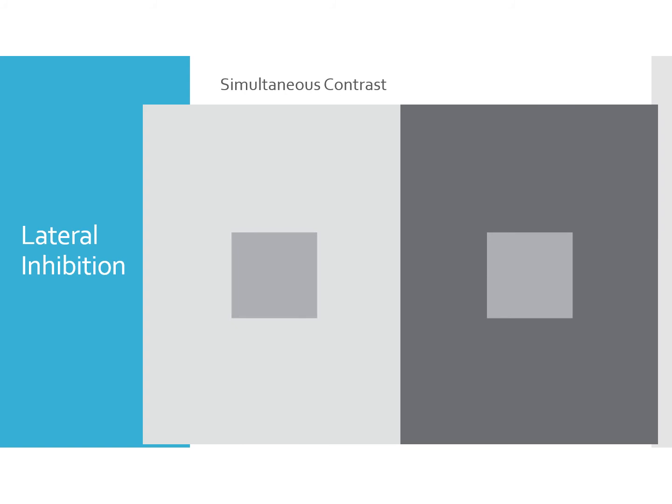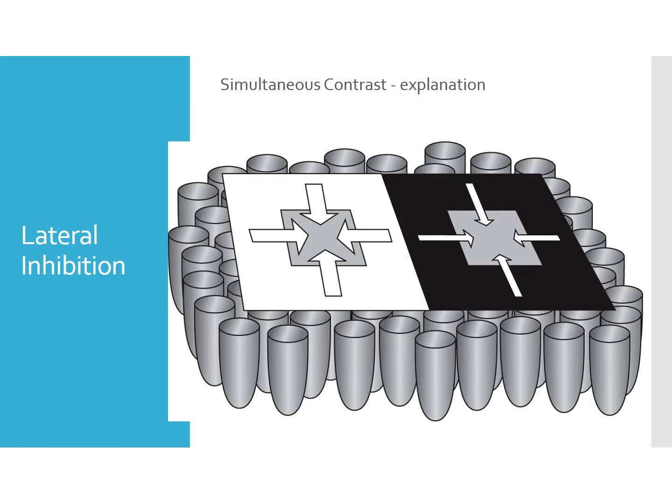And I'm going to explain this with my next picture. With the one on the left appearing darker, it's in a lighter background, and that lighter background is sending more inhibition, so that appears to be darker in comparison to the one on the right, because the one on the right is in a dark background, and because the background is dark, that is sending less inhibition to that square. So that one appears lighter than the one on the left.